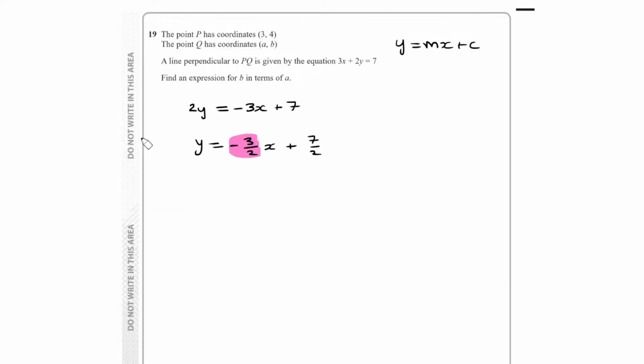Now that's the perpendicular line, isn't it? Gradient of the perpendicular line is minus 3 over 2. Therefore, the gradient of my line, PQ, is the negative reciprocal. So that'll become positive and go to 2/3.